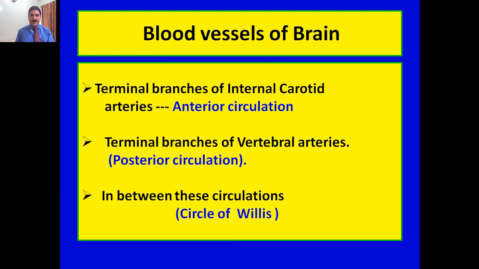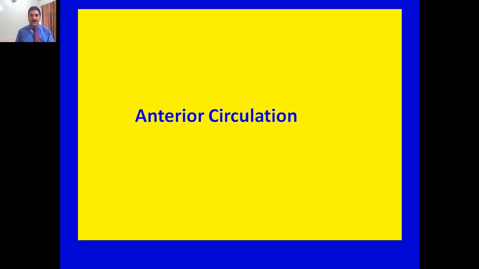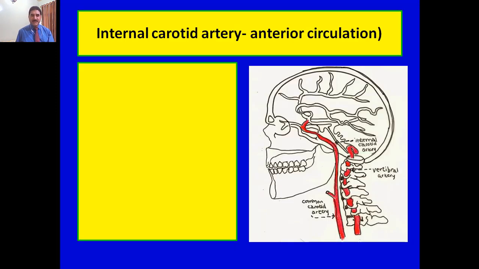So the blood supply of the brain comes from the terminal branches of internal carotid artery, which form the anterior circulation, and terminal branches of vertebral artery, which form posterior circulation. Now these two circulations are connected to each other in the form of Circle of Willis. Let us go to the anterior circulation. Internal carotid artery forms the anterior circulation.